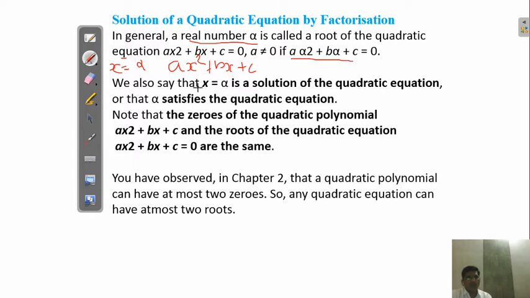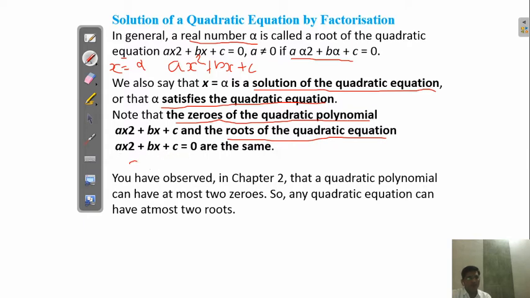So we also say that x is equal to alpha is a solution of the quadratic equation, or we can say it satisfies the quadratic equation. In the second chapter, we put x equal to some value and get 0, and we said zeros of the polynomial. But here we say roots of the quadratic equation, because ax square plus bx plus c.